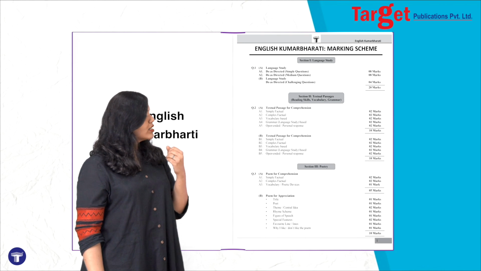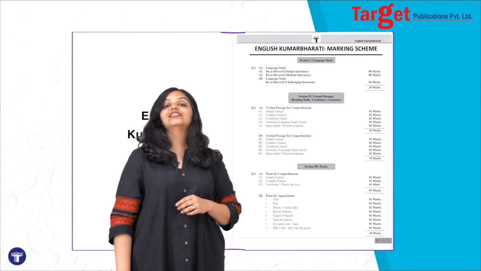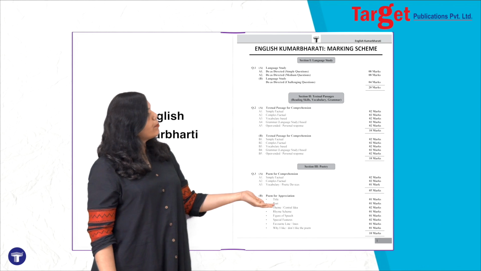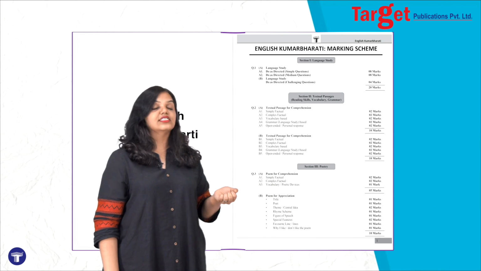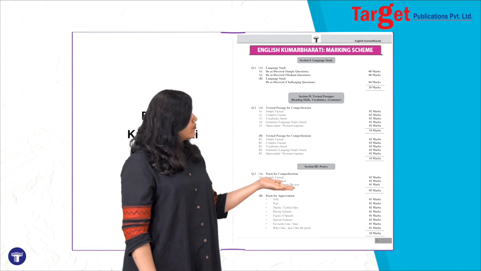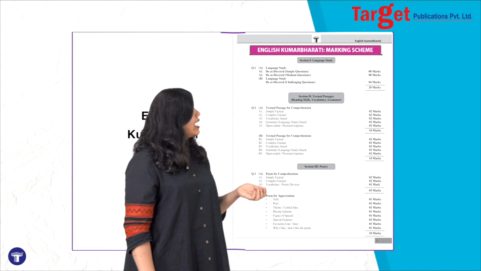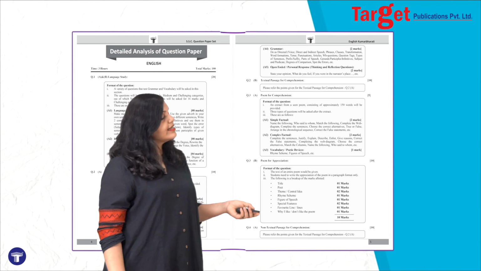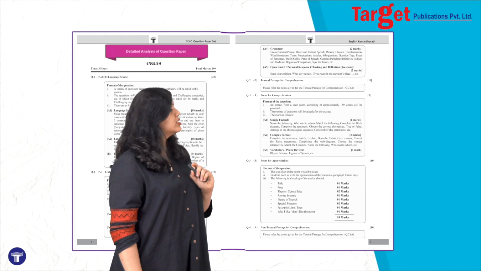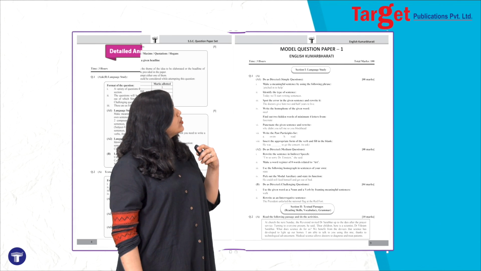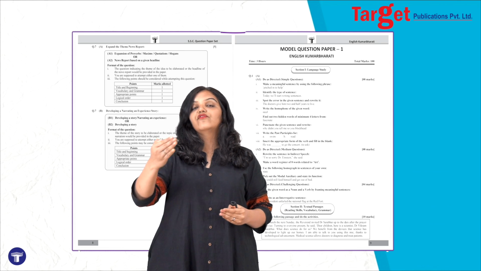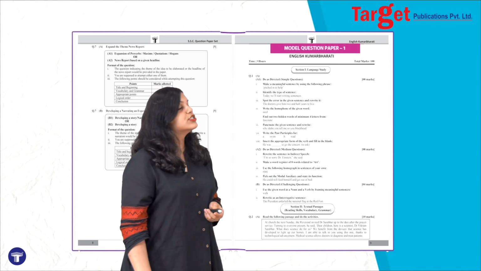Let's open up the book and see what is included in this wonderful, exciting book that is brought to you by Target. If you open the book, you will see that in the first section, that is the English section, you have the marking scheme, as promised, given to you for evaluation understanding. We then have the detailed analysis of the question paper format, as I have already mentioned before. When we move on, you will see that you have the model question paper 1 followed by 2, 3, 4 and 5, as I have already told you.